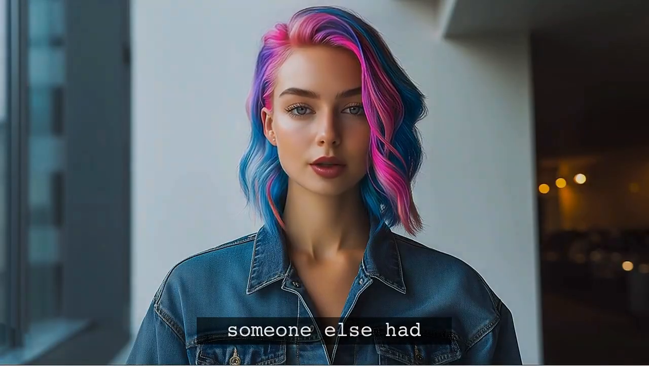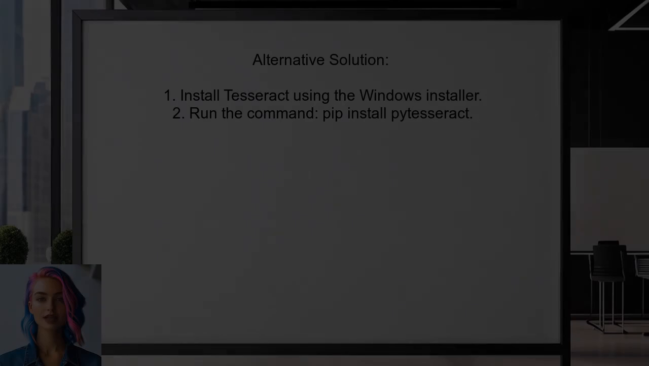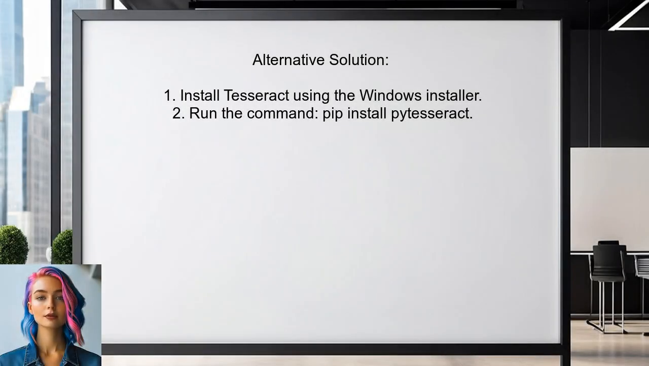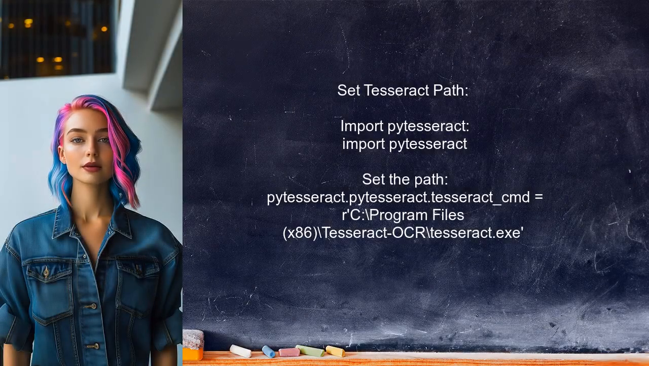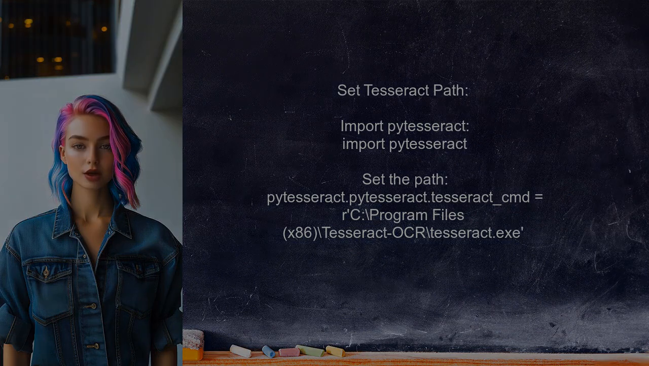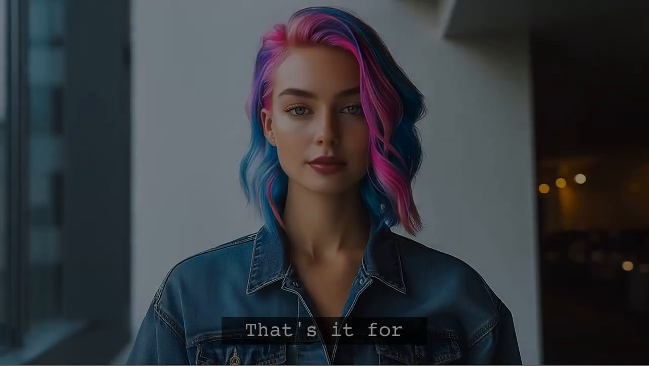Let's see what someone else had to say. An alternative approach suggests that simply installing Leptonica won't resolve the installation error for Tesseract OCR. Instead, after installing Tesseract using the Windows installer, you should install the Python wrapper by running pip install pytesseract. Additionally, remember to set the Tesseract path in your script after importing the pytesseract library. This is crucial for it to work correctly. That's it for that response.